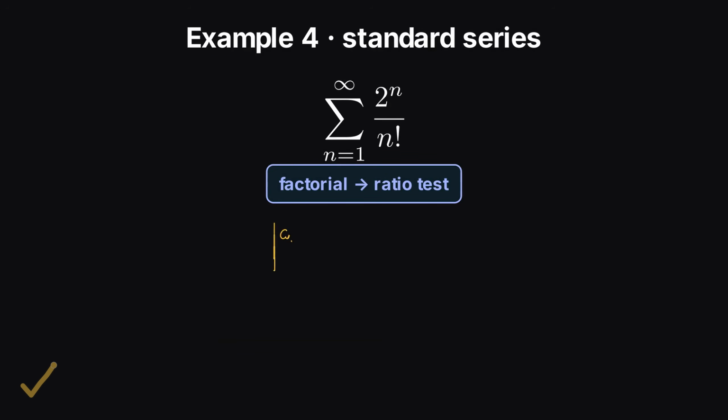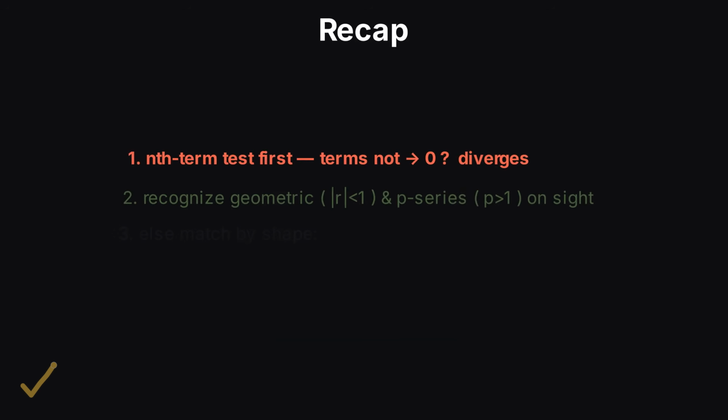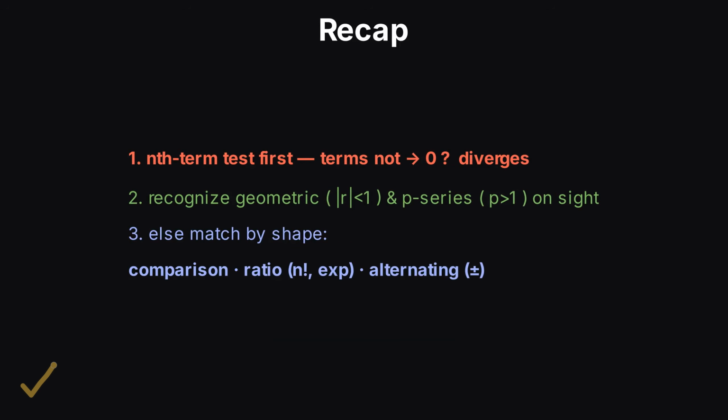Example 4, the sum of 2 to the n over n factorial. A factorial in the denominator screams ratio test. The ratio of consecutive terms is 2 over n plus 1, which goes to 0, far below 1. Verdict: converges. Recap: always start with the nth term test, then recognize geometric and p-series on sight.